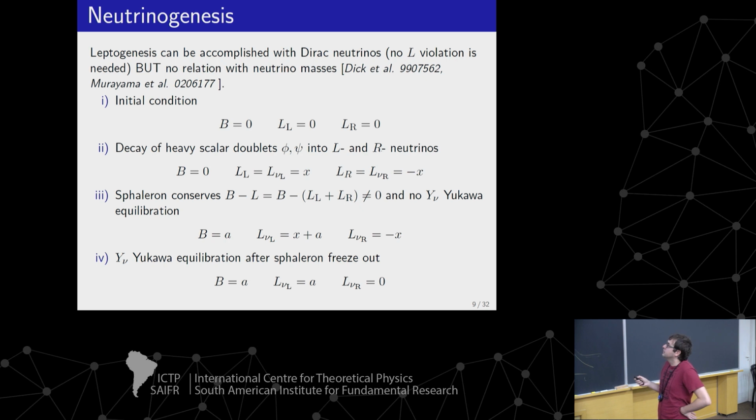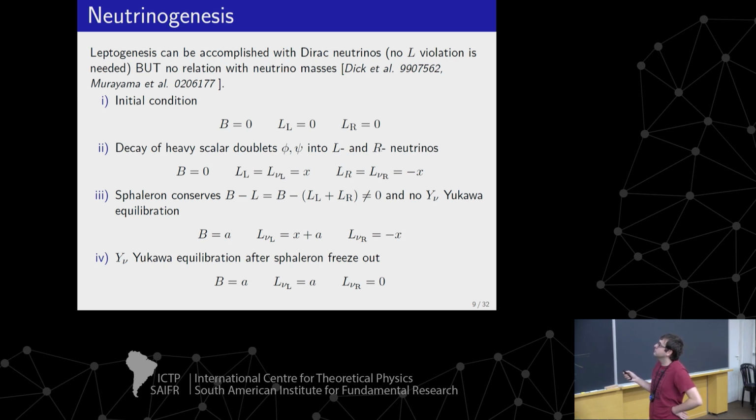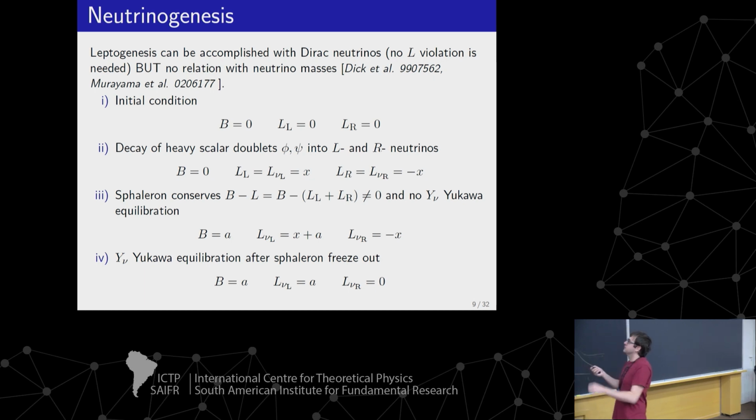What is the idea of this? At the beginning you have baryon number equal to 0, and you introduce a right-handed neutrino, but you don't give it a Majorana mass, so you have a Dirac neutrino, left neutrino and right neutrino. At the beginning you can split the lepton number into lepton left and lepton right, and those are 0. Then you have to introduce some heavy scalar doublets. This is an example they show in that paper.